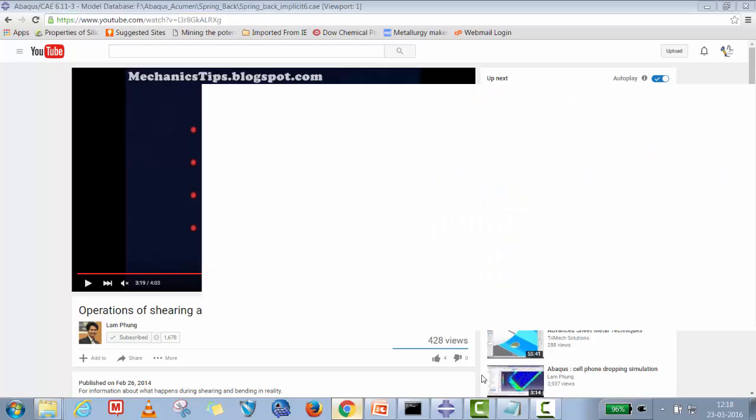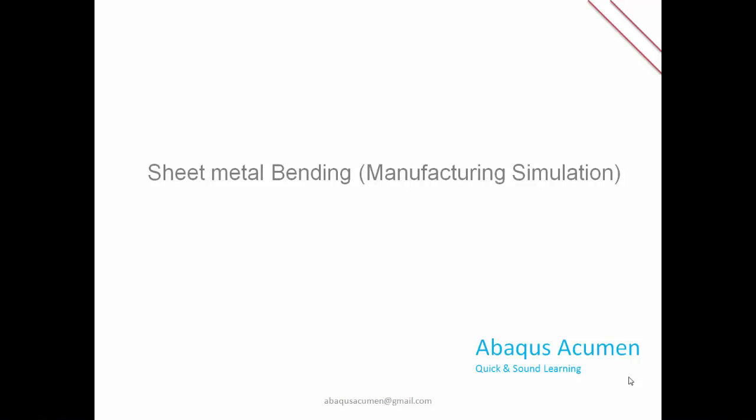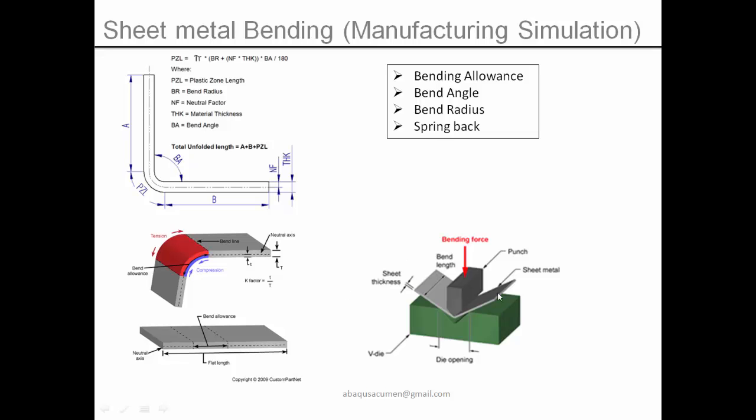So I'll just quickly go to the PowerPoint presentation just to start with. So today's topic, sheet metal bending. We are going to do a manufacturing simulation. In sheet metal bending, there is a lot of terminology involved. If you do googling, you will find a lot of things. What is a bend allowance before bending? What should the flat area length be? What should be the plastic zone length, bend angle, bend radius, the neutral axis, how the stresses are there, how much area is in the full plasticity zone, so there is a little bit of spring back, how much bending force is required. If you do googling, you will get all this information.